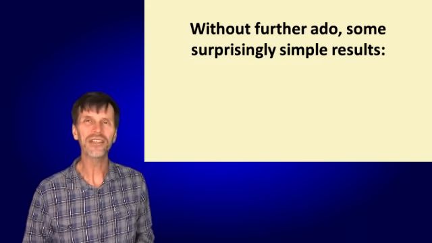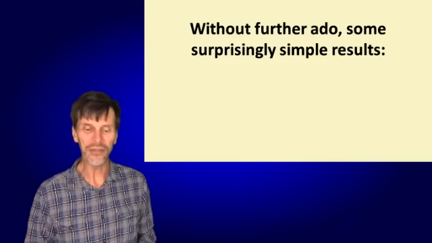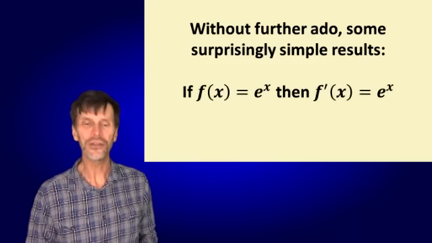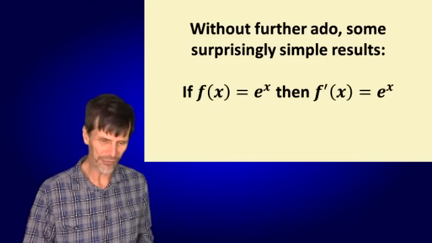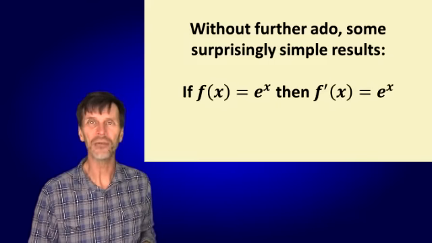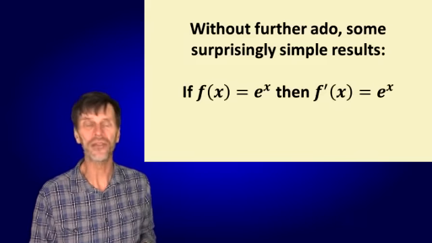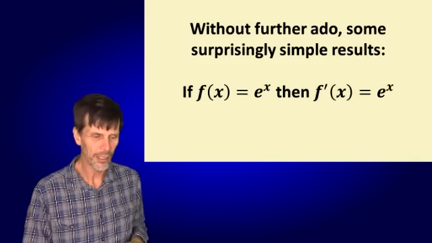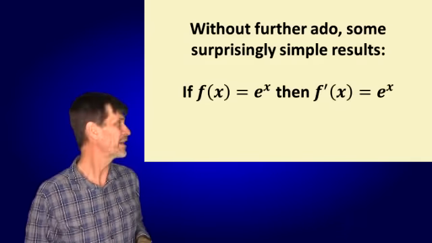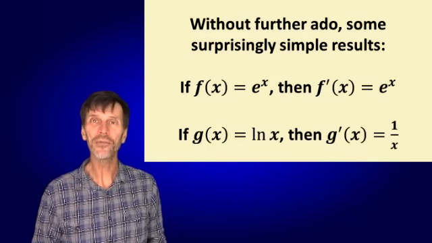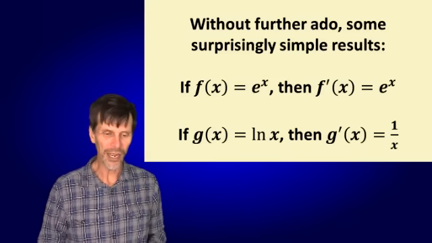If f of x is e to the x, then the derivative is, surprisingly, e to the x. It's a function that is its own derivative. We'll talk about some of the results that we can get from that and how we can use them as the course goes on. And a little bit in this video, we'll talk about that as well. The second function, if g of x is the natural log of x, then the derivative of that is our reciprocal function 1 over x.